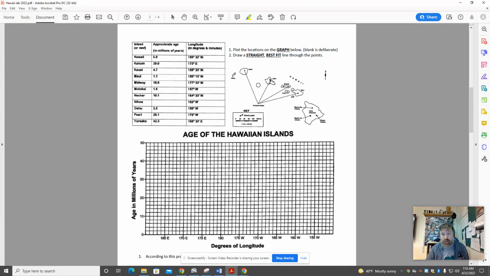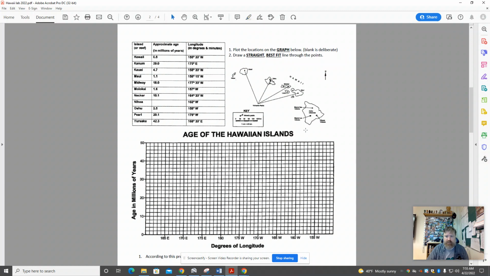We're going to compare the longitude of all of these islands to their age. I know this looks like a latitude longitude, like this is going to be a map. It's not a map. It's a graph. It's a graph comparing longitude to age. So as we go in this direction, what happens to the age is going to be the idea, which is going to give us some insight, along with the rest of this lab, as to how all of these islands formed.